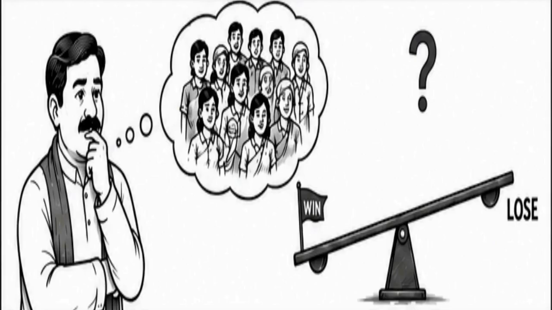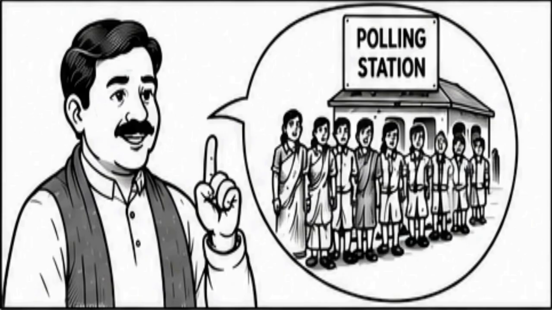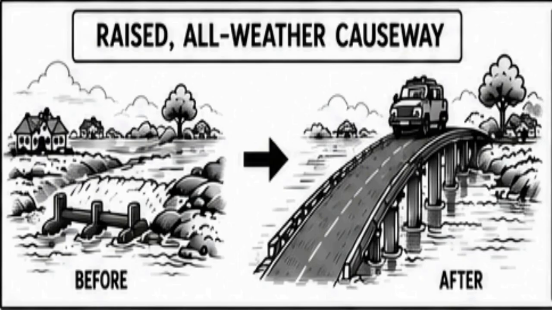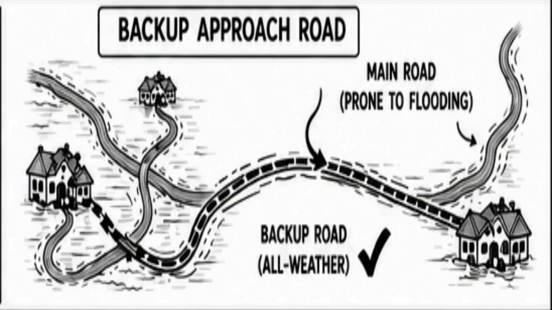And Politician A doesn't know in advance which side those missing voters lean. His projected margin is 3,000 to 12,000. A swing of even half those missing votes is enough to flip a close result. Politician A can't control who those 9,000 people vote for, but he can control whether they're able to vote at all. So in the 2 years before the election, he has a direct, self-interested reason to push for a raised all-weather causeway instead of the low bridge that floods every year. Also, he would need a backup approach road so at least one route stays open even if the main one floods.